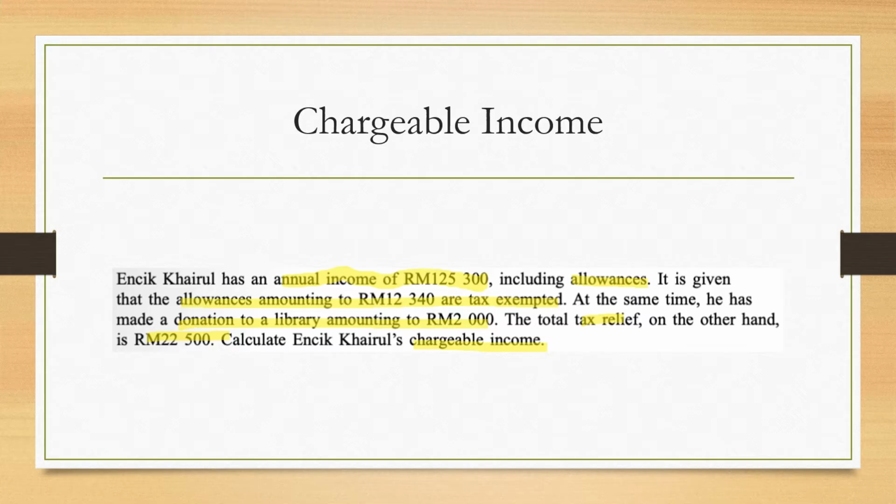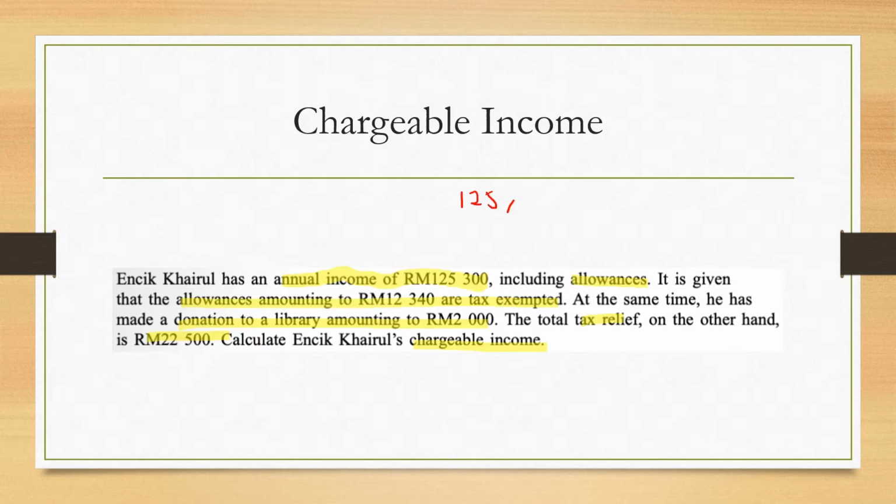Okay, so immediately from all these figures we can tell the annual income of 125,300. Use your annual income including allowances. There's no problem, allowances is annual income, so we can add that in. This is the only figure. And then allowances amounting to 12,300 ringgit are tax exempted. This is not actually tax exemption, this is just non-taxable income, as it says here, so we actually have to minus the figure out.